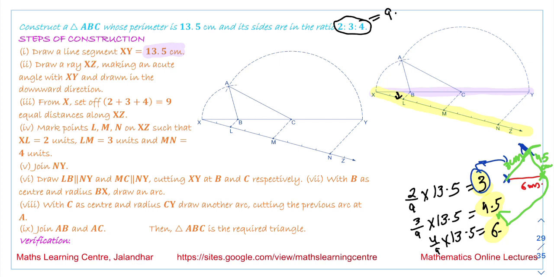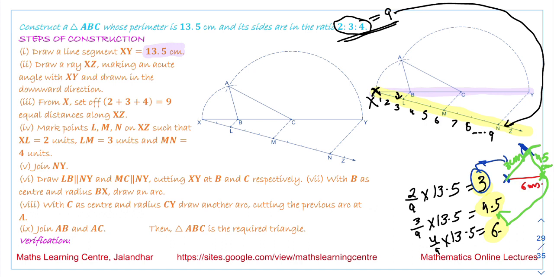Then we mark an arc by keeping the compass at this point X. By keeping the compass at this point X, we mark points on this line at a distance of 1, 2, 3, 4, 5, 6, 7, 8. Likewise, at the distance of 1 unit each, we draw 9 points over here. Why are we drawing 9 points? Because the sum of these three ratios is 9. So we have drawn 9 points over here.